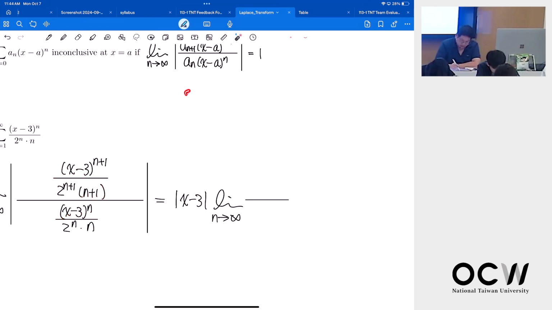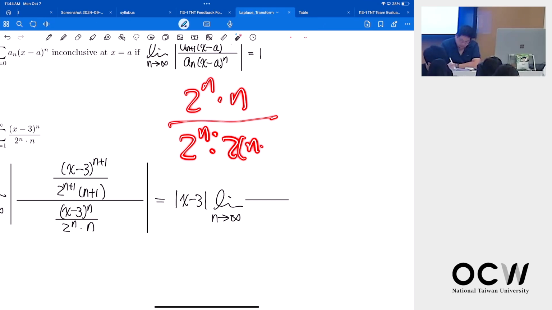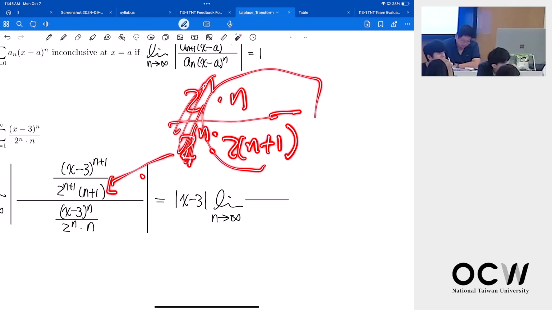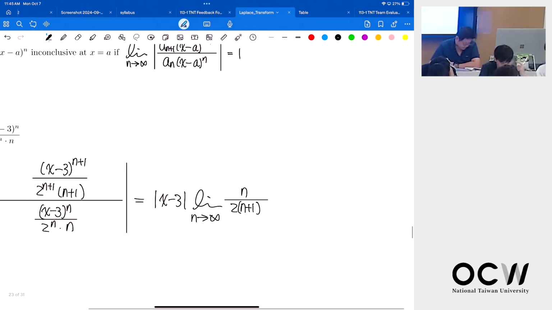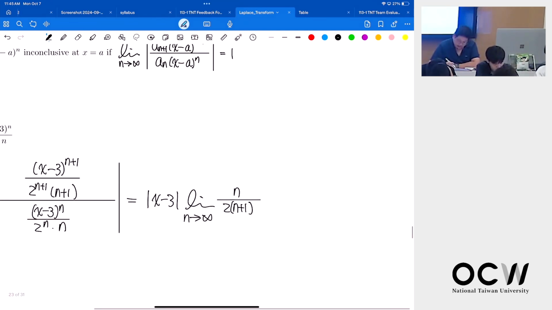2^n times n, here 2^n times 2 times (n plus 1). So we can cancel this, and that's the rest: n divided by 2 times (n plus 1). And when n goes to infinity, this goes to 1/2.